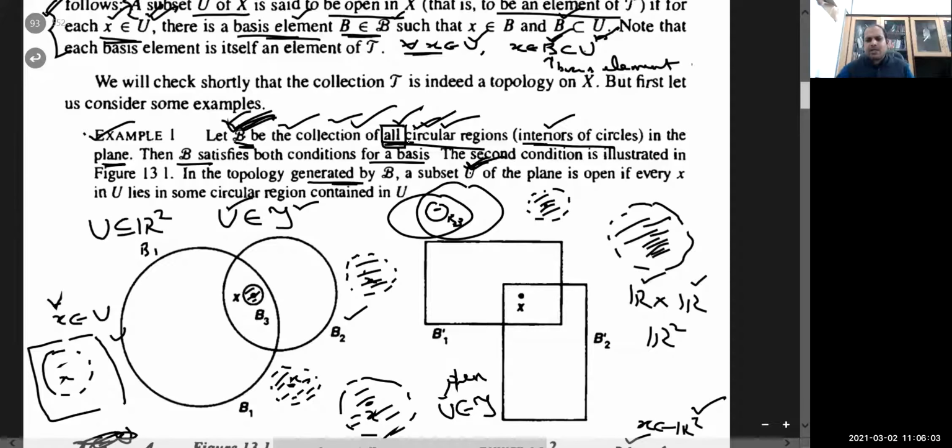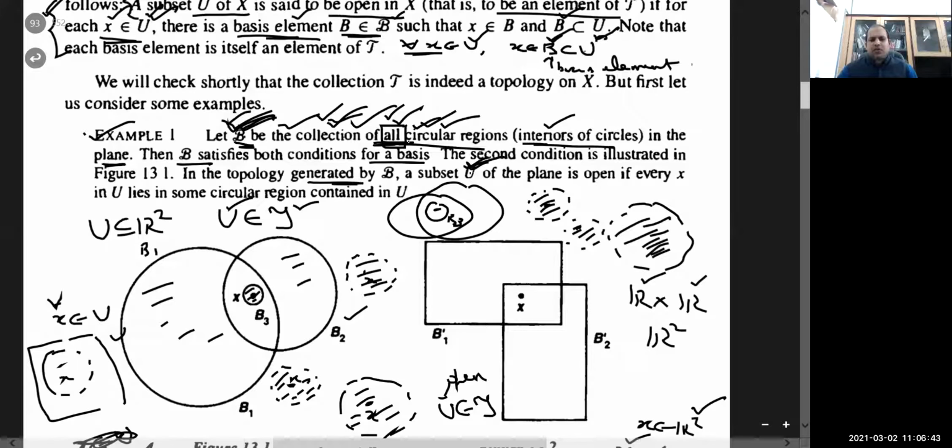Which are open disks around that x, because in the basis we have the collection of all circular regions. So whatever open disk you think of around this point, those are members, because we have taken the collection of all circular regions. Second, suppose there is any x, and there are two basis members from this set, say this circle as well as this circle. Basically these are open disks, the interior of a circle.